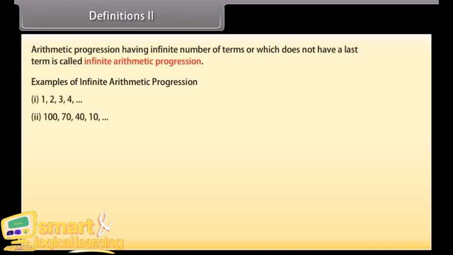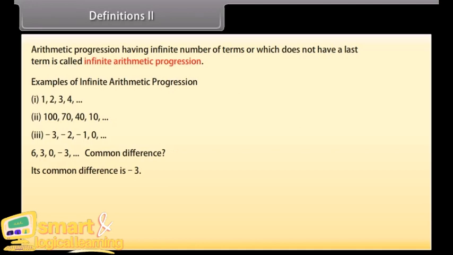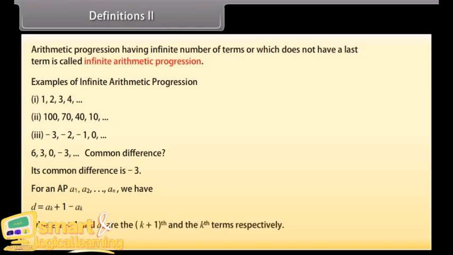Look at this sequence now. Can you tell its common difference? Yes, you're right. Its common difference is minus 3. In general, for an AP a1, a2, and so on till an, we have d as a(k+1) minus ak, where a(k+1) and ak are the (k+1)th and the kth terms respectively.